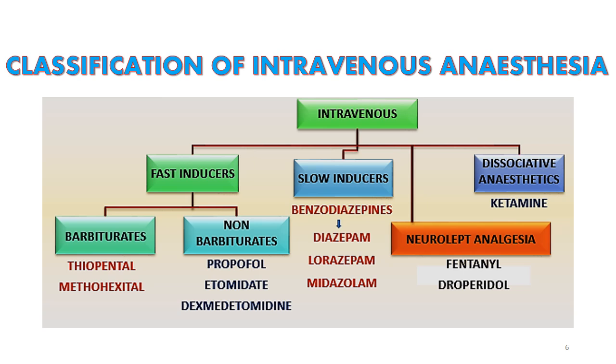Coming to fast inducers, these are barbiturates or non-barbiturates. Thiopentone and methohexitone are barbiturates, and propofol, etomidate, dexmedetomidine are non-barbiturates. Slow inducers are benzodiazepines. Neuroleptic analgesia is given in combination with fentanyl and droperidol. Dissociative anesthesia, as we know, it is ketamine.